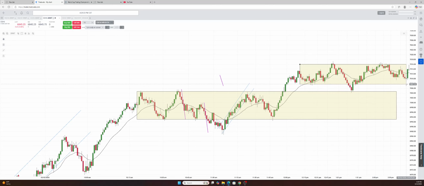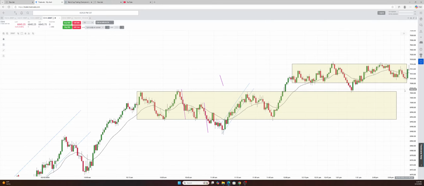So it's not great. I wouldn't really rely on it. You can see that there's some support right here. This poked out, pushed back up. That's pretty aggressive there.